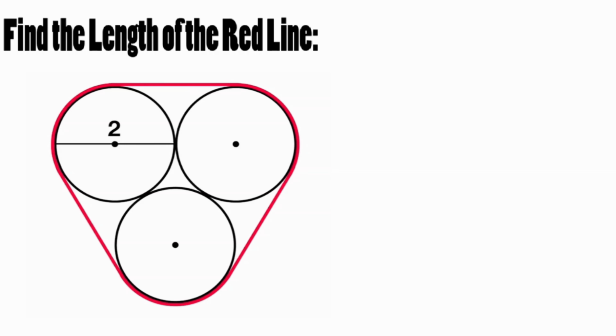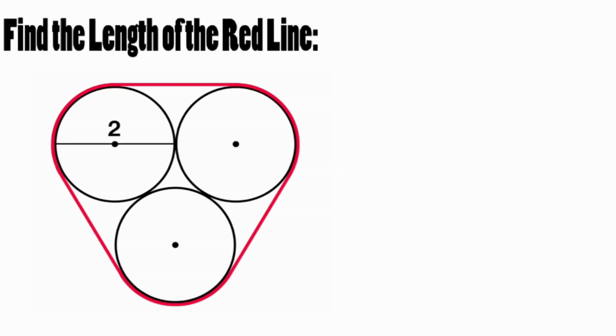We are given that the diameter of one of these circles is equal to 2. And since all of these circles are identical, that means each circle has a diameter of 2. So let's go ahead and get started and find the length of the red line.